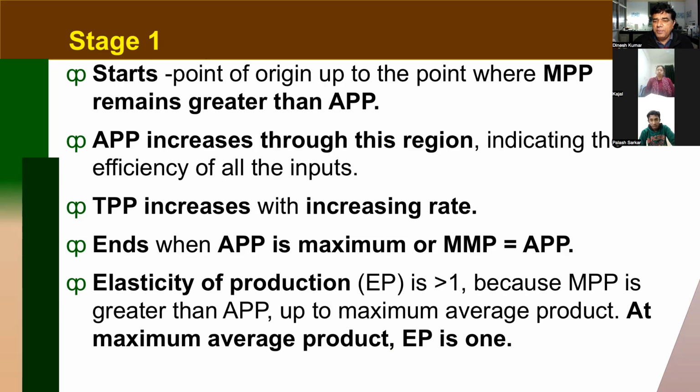Elasticity of production, EP, is more than 1. This is interesting, more than 1, because MP is greater than AP up to maximum average product. At maximum average product, EP is 1. So at this point, EP is more than 1, meaning a 1% increase in X leads to more than 1% increase in Y. That is your output. X is your input.